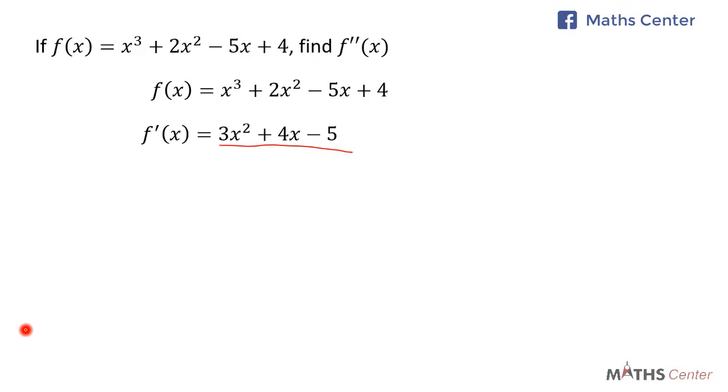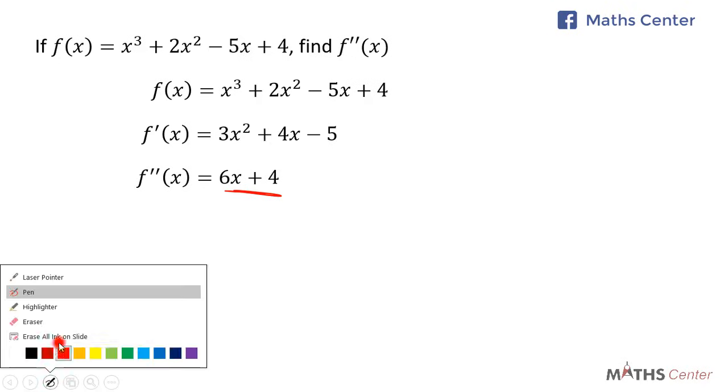Okay. And when we do that, you differentiate 3x squared, you get 6x. You differentiate 4x, you get 4. You differentiate negative 5, you get 0. So f prime prime of x gives us 6x plus 4. Remember that this f prime prime of x, if you write it in the Leibniz notation, is written as d squared y dx squared. If the question had said we should find the third derivative, then we will differentiate this function again. Okay. Let's consider the next example.